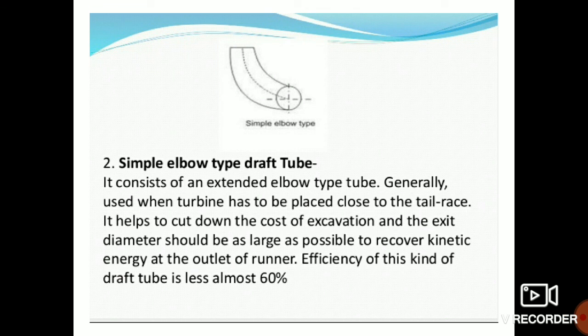Next one, the simple elbow type draft tube. This draft tube requires less excavation for its installation. Both ends of the tube are circular. Since its efficiency is very low, normally it is not used.